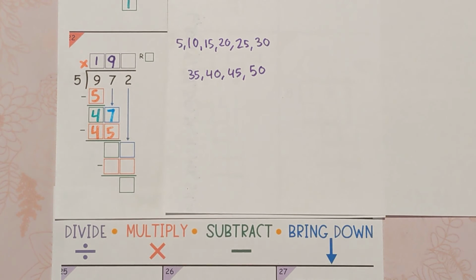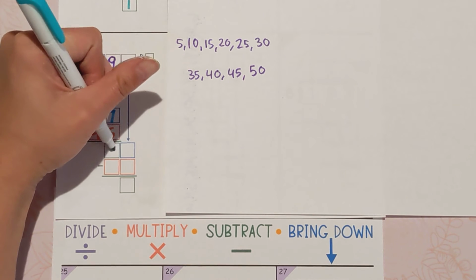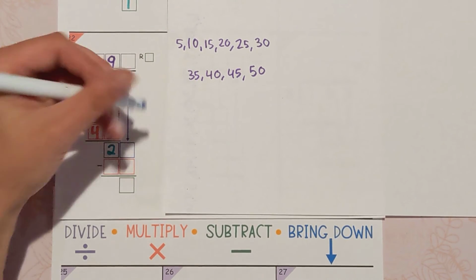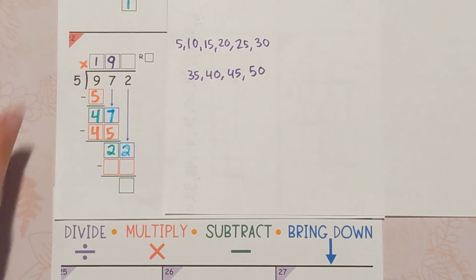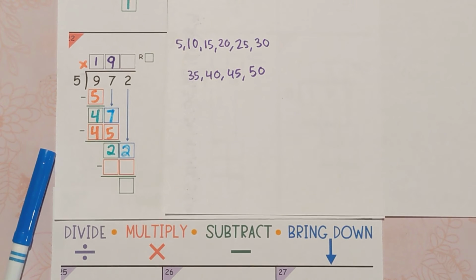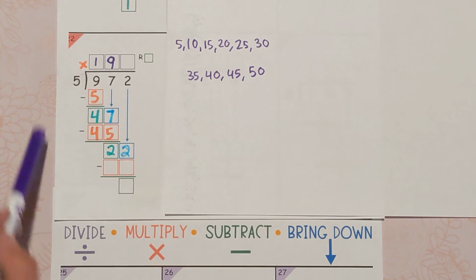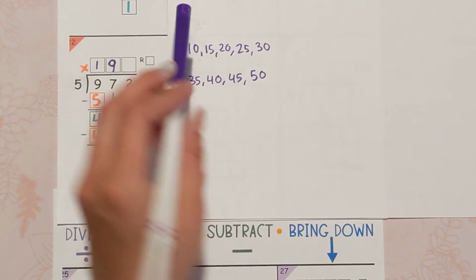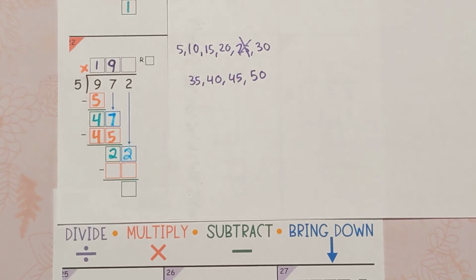All right, what is our next step? Subtract. 47 minus 45 is 2. Now, what are you going to do? You're going to bring down the 2. All right, what is our next step? You're going to divide. What are you dividing? 22 divided by 5. Or how many 5s can fit into 22 without going over?